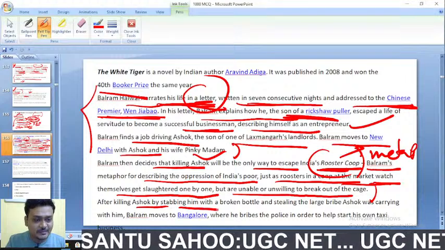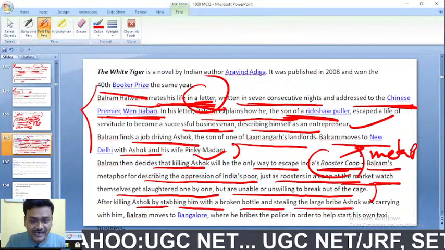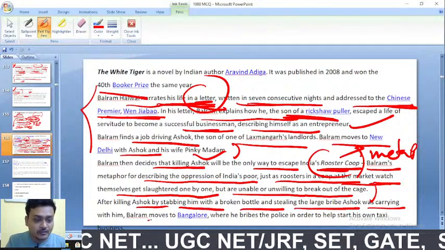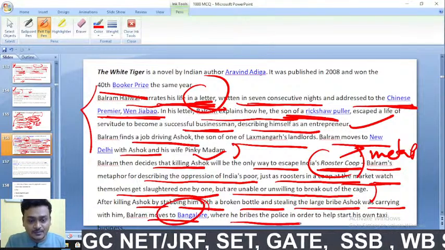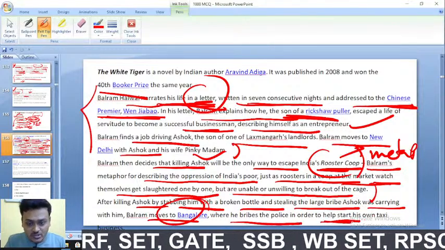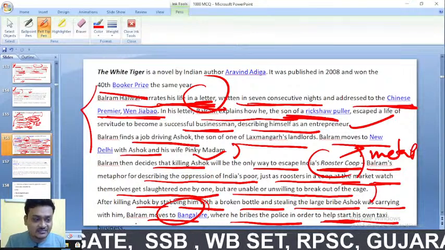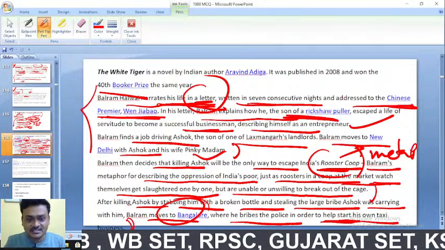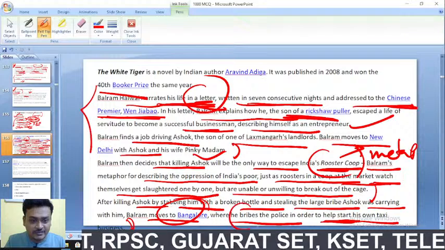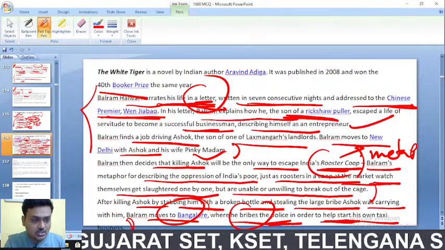After killing Ashok by stabbing him with a broken bottle and stealing the large bribe Ashok was carrying with him, Balram moves to Bangalore, where he bribes the police in order to help start his own taxi business. So he was able to even start his own taxi business by bribing the police. Okay.